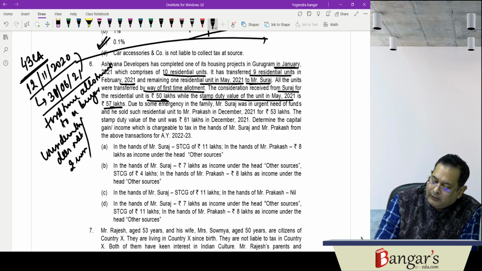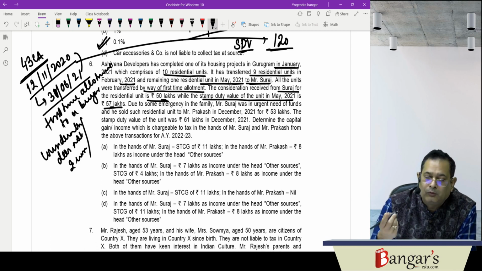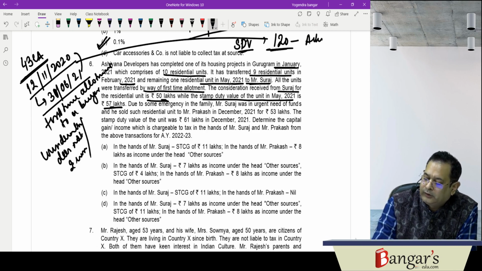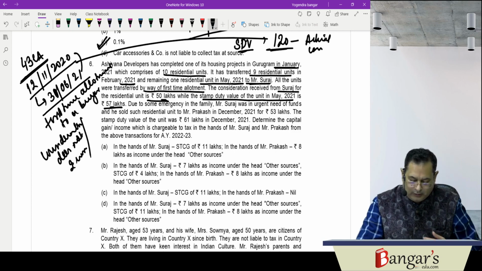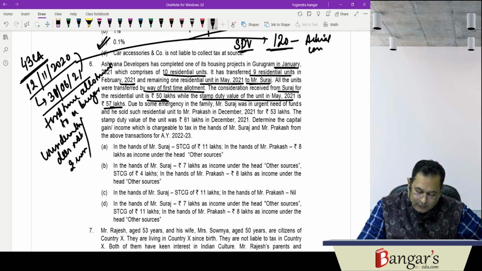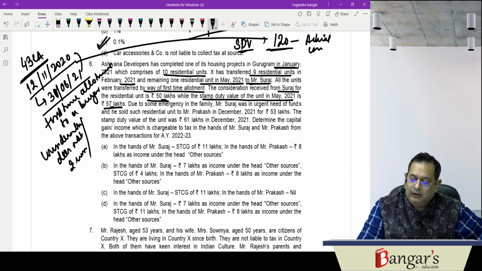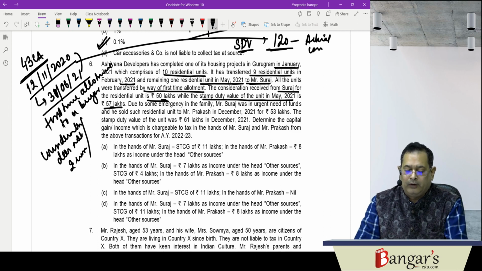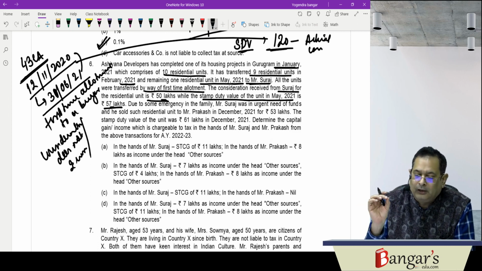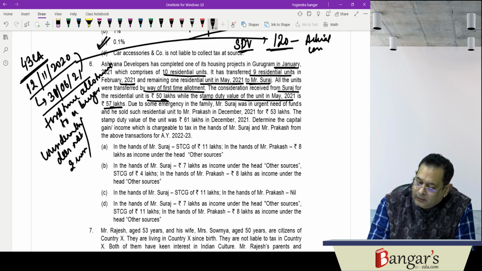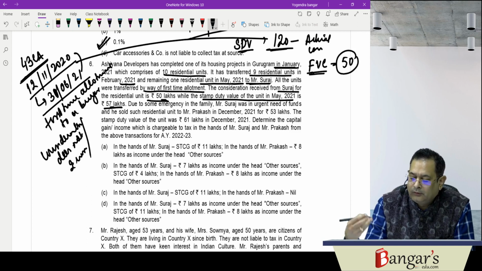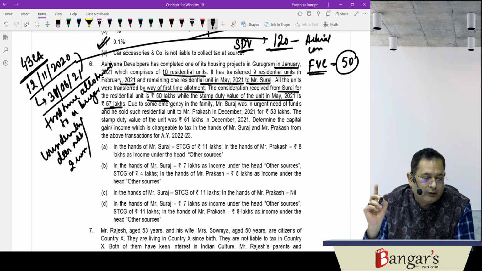Instead of the deviation to the extent of 10% that was allowed, now the SDV can exceed, but it must not be more than 120% of the actual consideration. In that case, if the SDV does not exceed 120% of the actual consideration, we will take the actual consideration as the full value of consideration for computing profits and gains of the developer. So here the full value of consideration in case of Ashiana Developers will be 50 lakhs, because the SDV is 57 lakhs. It does not exceed 60.